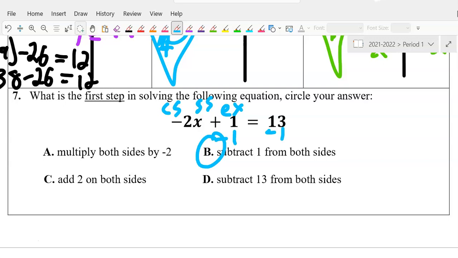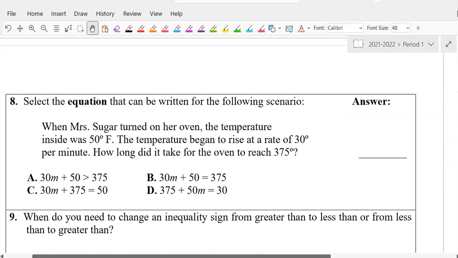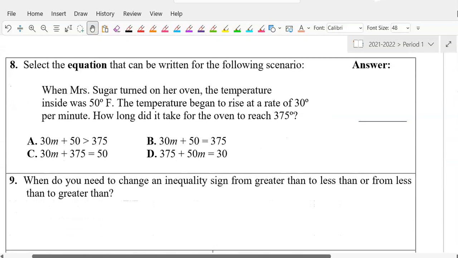Okay, so this one is a little tough. This is a word problem. So is everybody on this? Everybody on their paper? Everybody see it? Okay. So what we're going to do is go one step at a time, one sentence at a time.